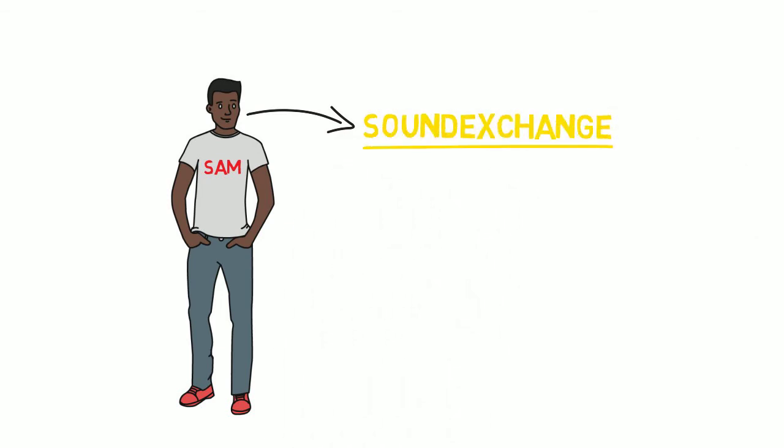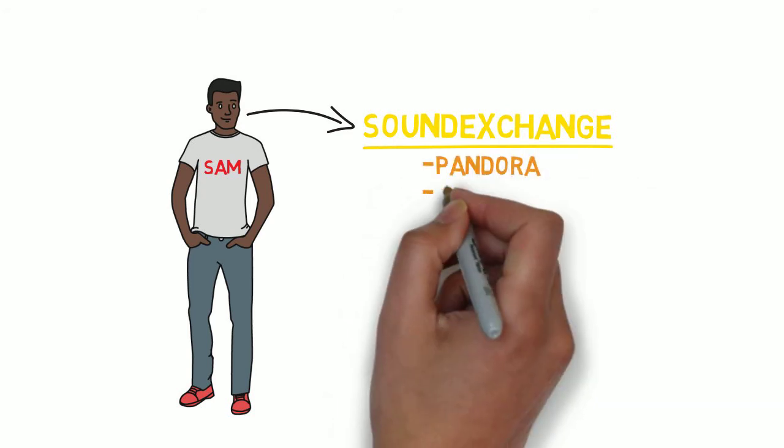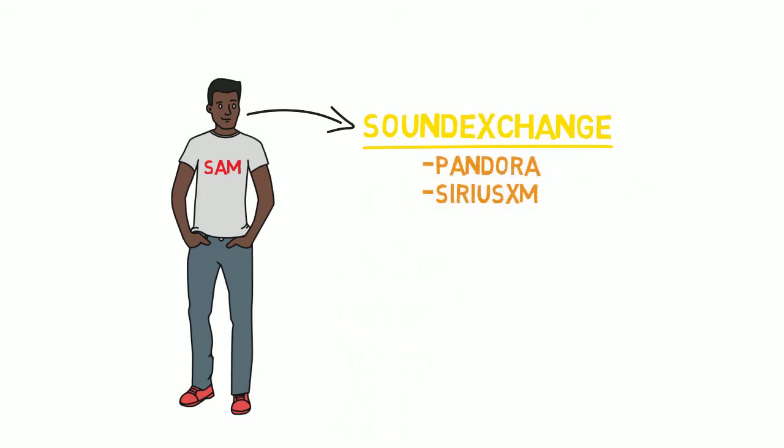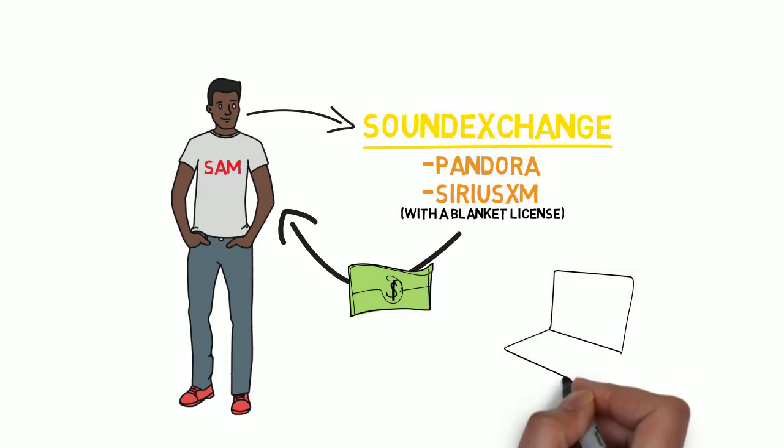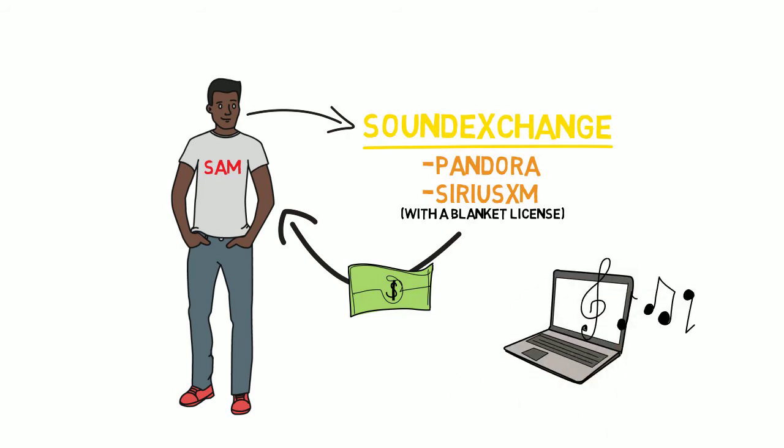Performances on internet radio stations like Pandora or satellite services like SiriusXM would be licensed by Sound Exchange, and Sam would be paid accordingly. Just like ASCAP and BMI, Sound Exchange provides blanket licenses and keeps track of what royalties you're owed when your music is played on streaming services like the ones we mentioned earlier.